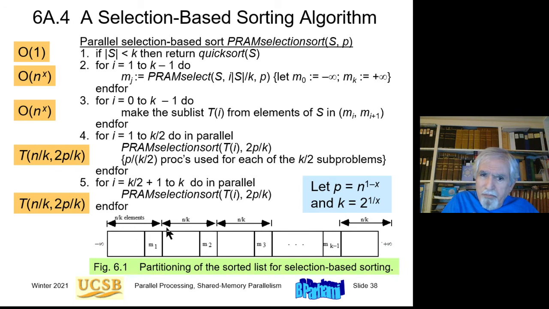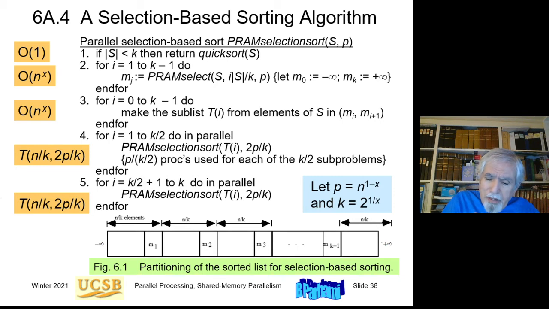You may say, okay, we have plenty of processors. Why can't we assign processors to these sublists and do all of them at once? We'll see why we can't. So this is the running time for this part, and this is the running time for this part. So we have a list of size n over k, and we assign to that list 2p over k processors.